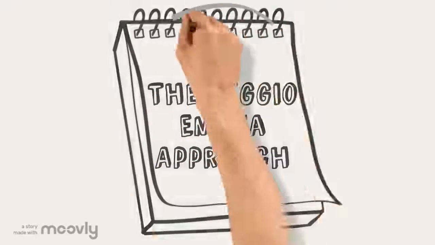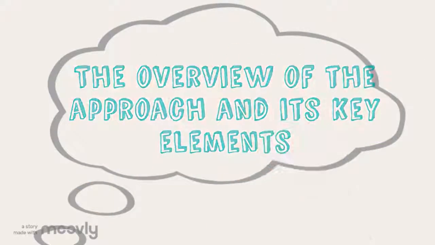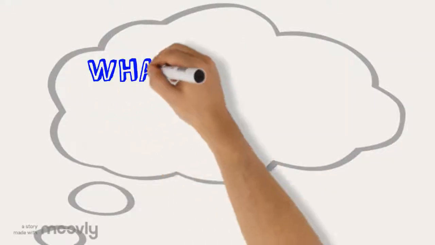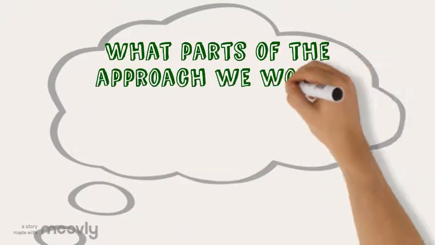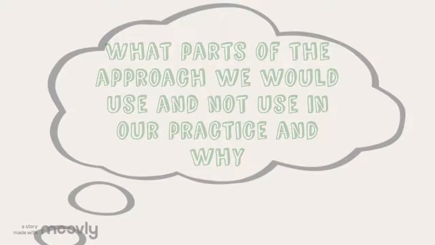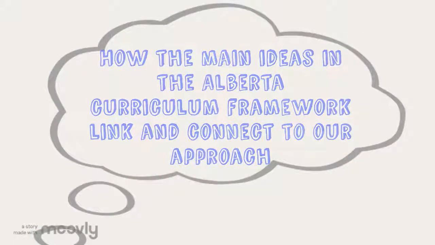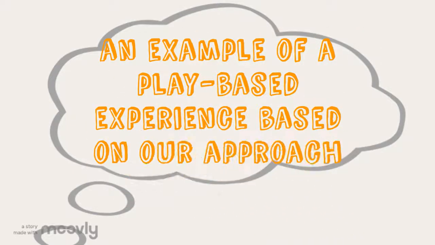There will be a couple of topics which we will be covering in this video. These topics include the overview of the approach and its key elements, the importance of this approach within early learning and childcare, what the role is for the educator in the approach, what parts of the approach we would use and not use in our practice and why, how the main idea in the Alberta Curriculum Framework link and connect to our approach, and lastly, an example of a play-based experience based on our approach.